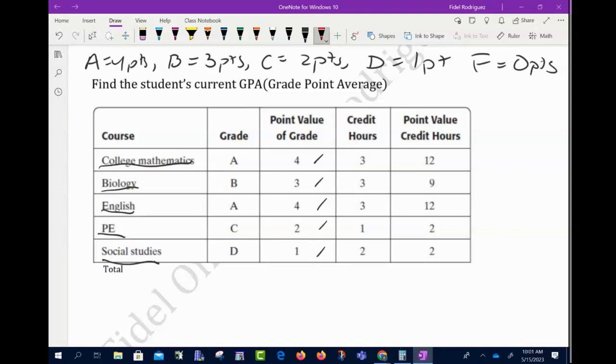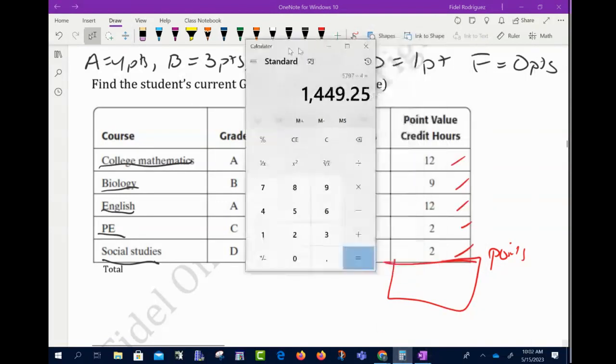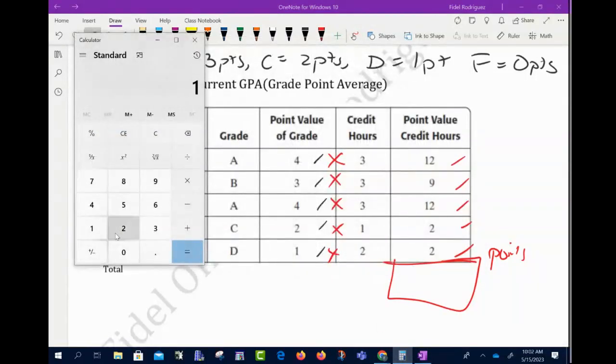So what we're doing here, y'all, is we're multiplying. And that's how we're figuring out the number of credit hours, okay? So look, 4 times 3 is 12, 3 times 3 is 9, 4 times 3 is 12, two, and one. What we want to do, y'all, is add up all the points. Okay? So look, let me take my calculator. Let me add up all my points here. So I'm going to take 12 plus 9 plus 12 again plus 2 plus another 2.